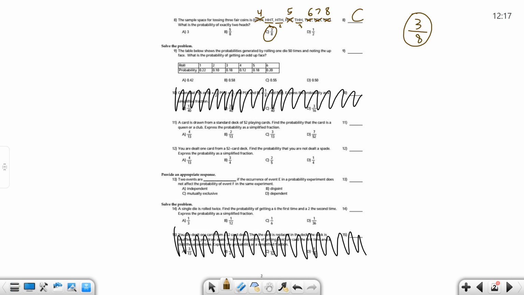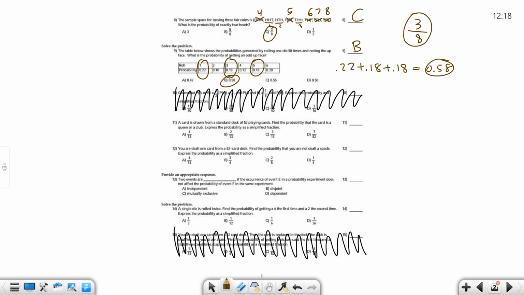What is the probability of getting an odd face up? So you roll a die 50 times. This is empirical, right, where you do an experiment. Okay, and odd face up. Well, odd faces are this one, and this one. You can't get 1, 3, or 5 at the same time, right? It's one or the other. So you just simply add them up. This is 0.22 plus 0.18 plus 0.18. So that should be 0.58, which is B. So then B for that answer.